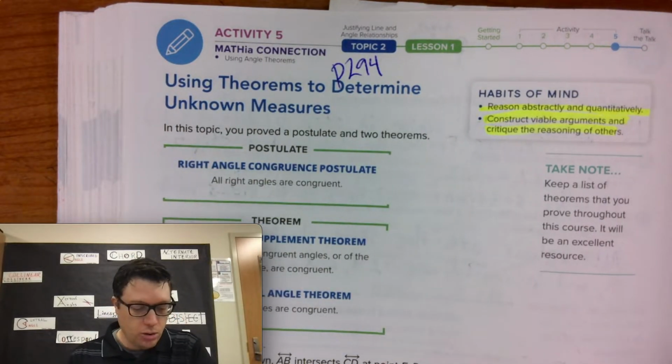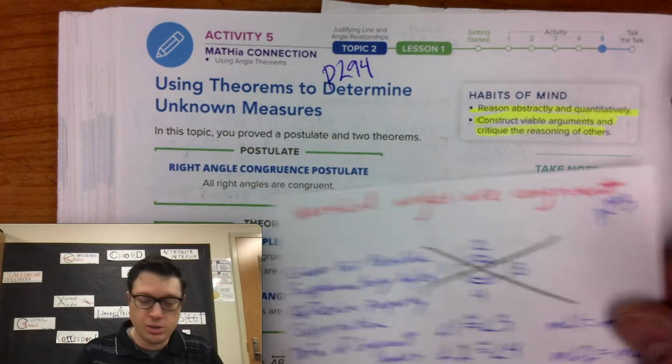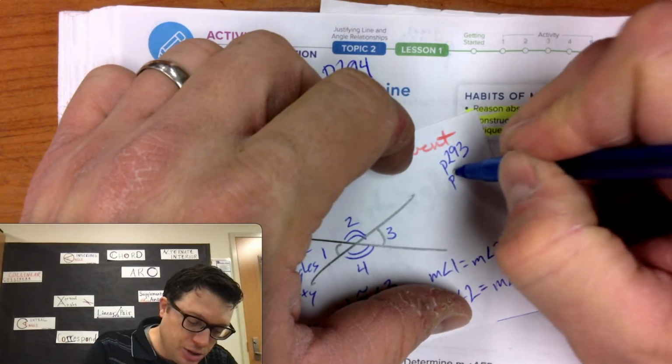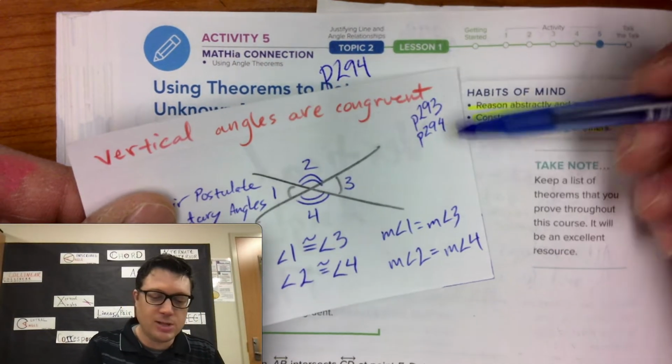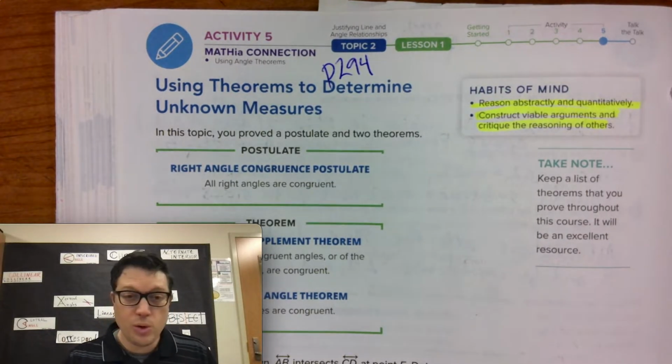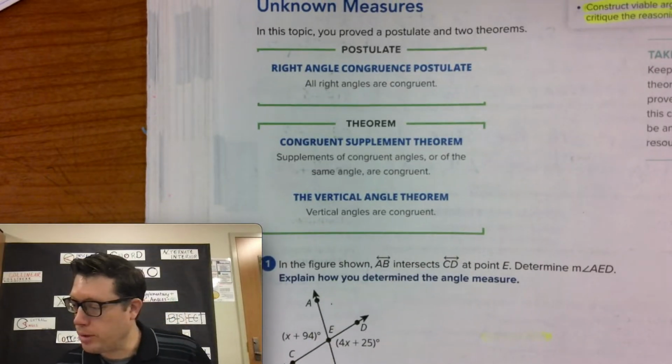Okay, then we have vertical angle theorem. Vertical angle theorem says vertical angles are congruent. We did that on page 293. And we're doing this again on page 294. Every time that we reference a vocabulary word and it's specifically mentioned somewhere in the book, we should start keeping track of it.